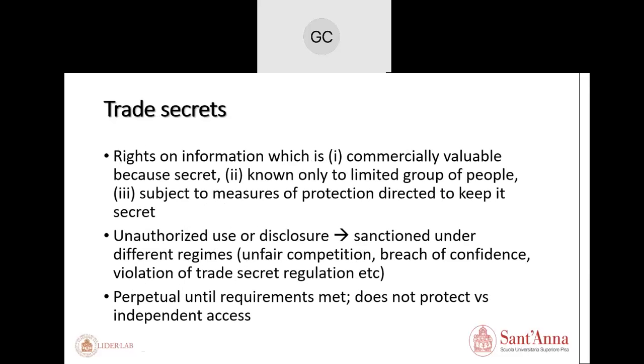Trade secret, very briefly, it's an IP right, a kind of strange one, because it protects just elements and information, pieces of information which have a commercial value. They are known only to a limited number of people, and you put them under specific measures of protection. This means that as long as you protect them, they are protected. If you don't password protect them or keep them within the walls of your firm or research infrastructure, then the protection simply vanishes. The protection is potentially perpetual, but you cannot force people not to have access to the material otherwise. So it's a very thin protection in this sense.